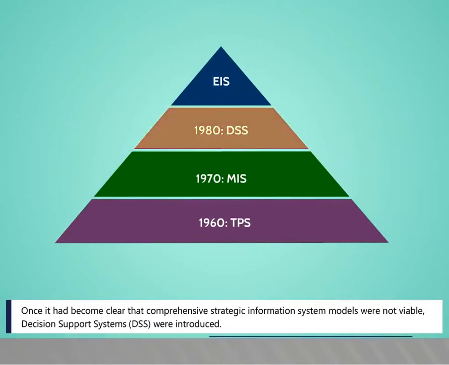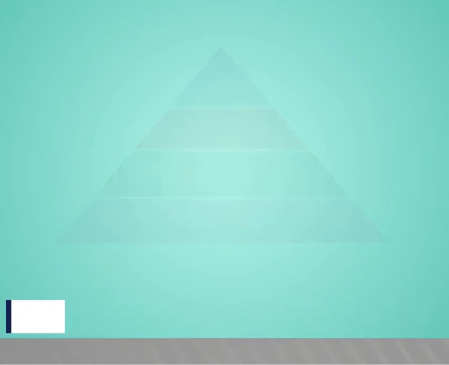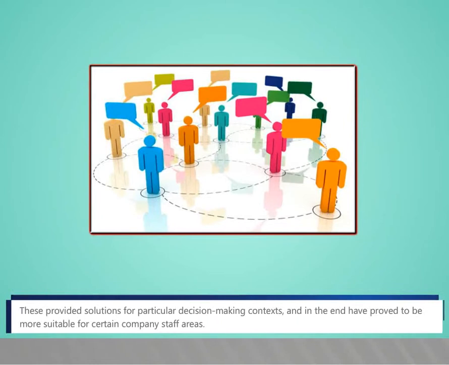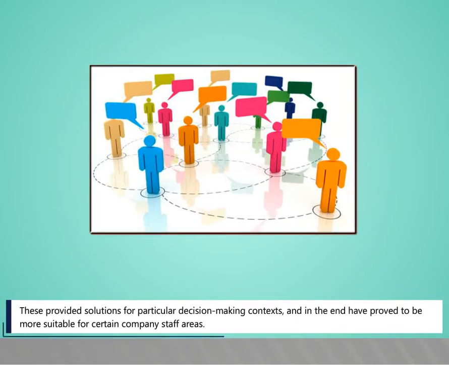Once it had become clear that comprehensive strategic information system models were not viable, decision support systems (DSS) were introduced. These provided solutions for particular decision-making contexts and in the end have proved to be more suitable for certain company staff areas.